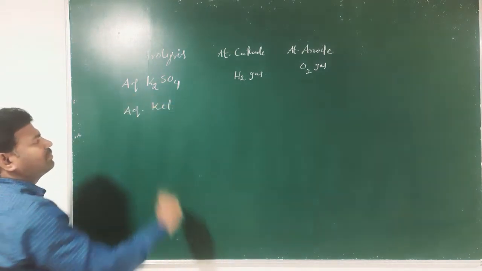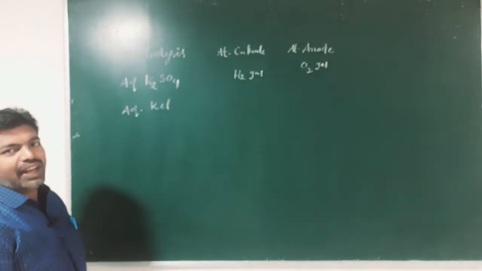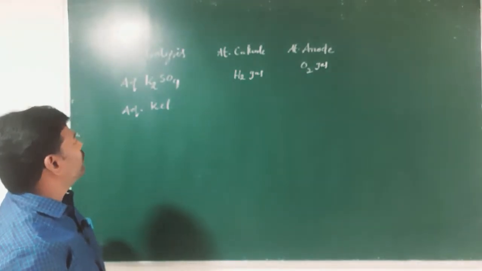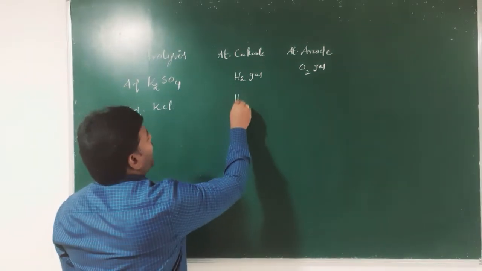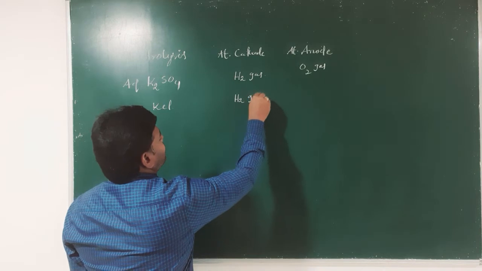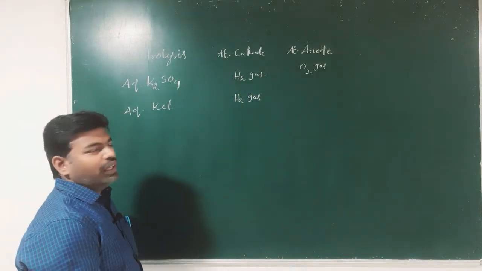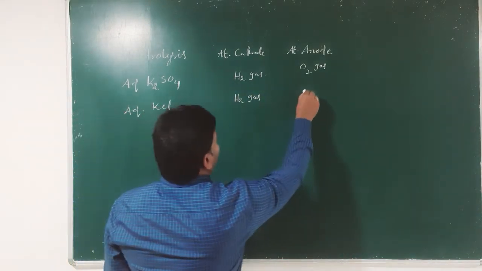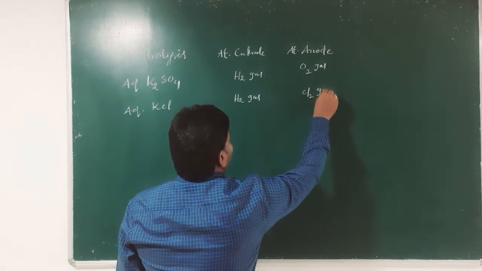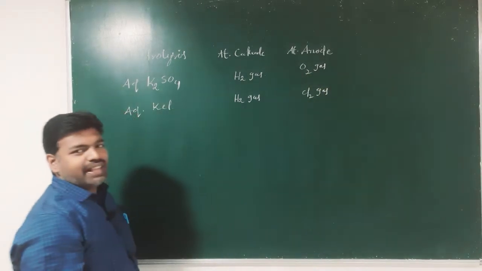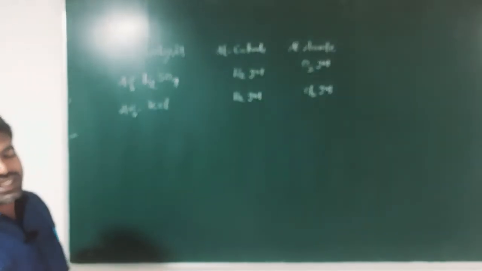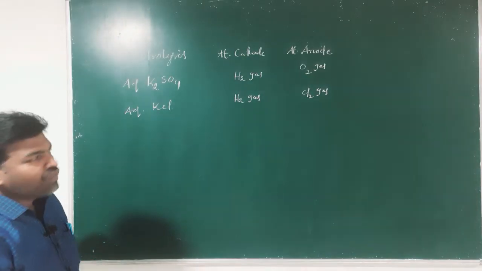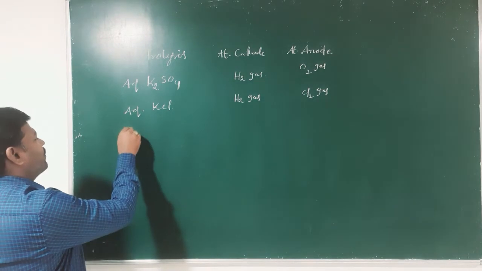Let us see another example, aqueous solution of KCl. We get H2 gas at the cathode and Cl2 gas at the anode. And let us see another example, fused NaCl.